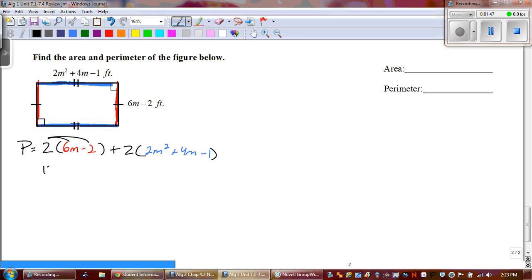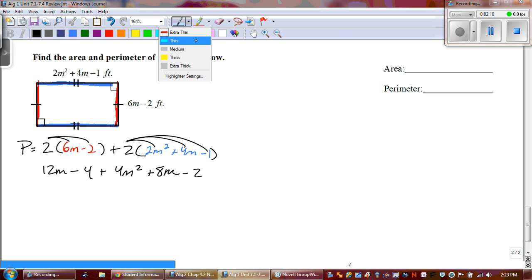2 times 6 gives us 12m, and 2 times negative 2 gives us a negative 4. Plus 2 times 2 is 4m squared. 2 times 4 gives us 8m, minus 2.